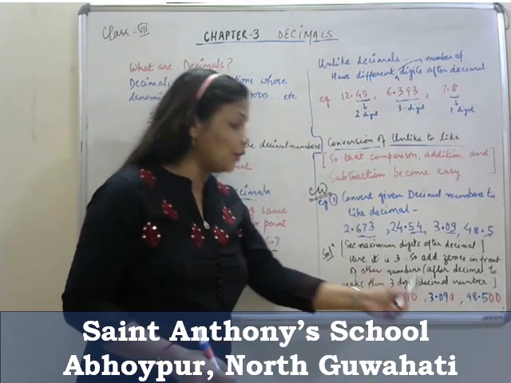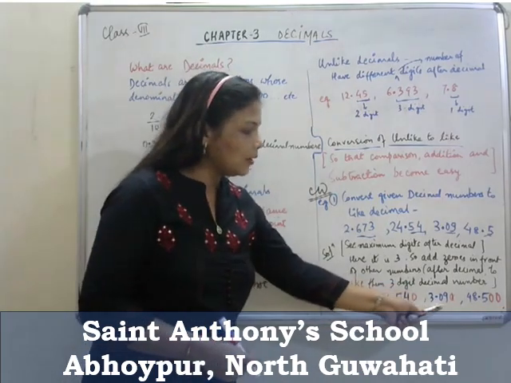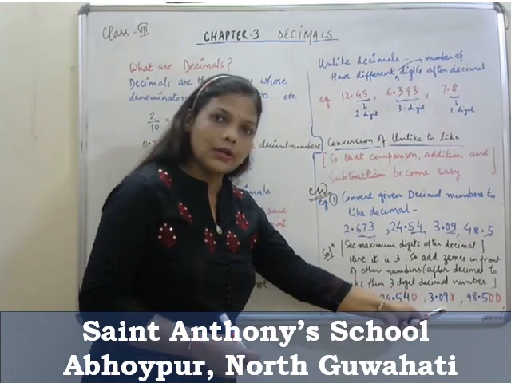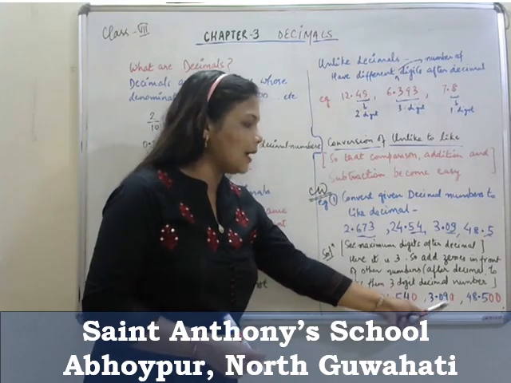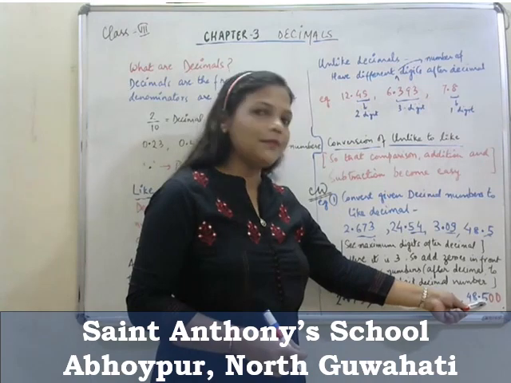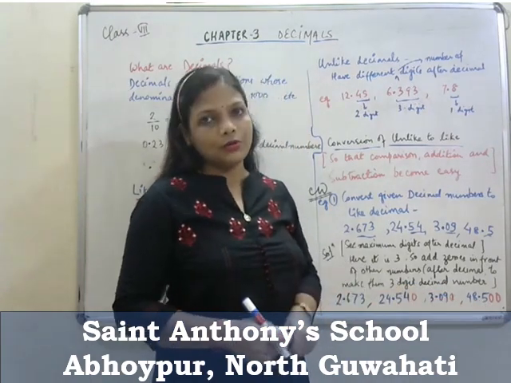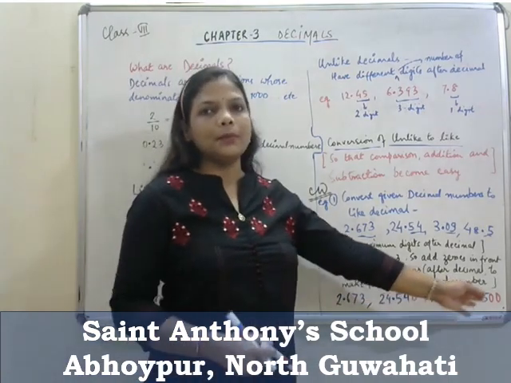I added 1 zero. It also became 3 digits after the decimal. Now here again it was 3.09, only 2 digits after the decimal. I added one more 0. Now the last one, 48.5, has only 1 digit after the decimal. What I did? I added 2 zeros, and you can see now all of them are like.